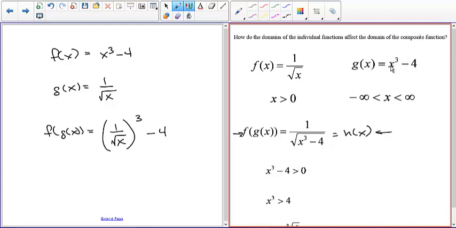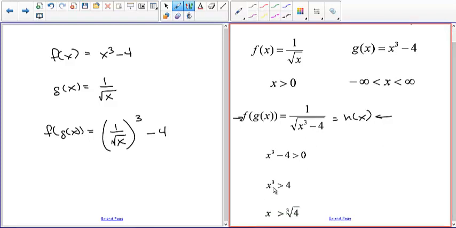So instead of saying it's all real numbers, we say that x cubed minus 4 has to be greater than 0, or x cubed has to be greater than 4, or x has to be greater than the cube root of 4. So for the composite function, this f of g of x, the domain is that x is greater than or equal to the cube root of 4. So that domain of the composite function is neither the domain of the f of x nor the g of x.